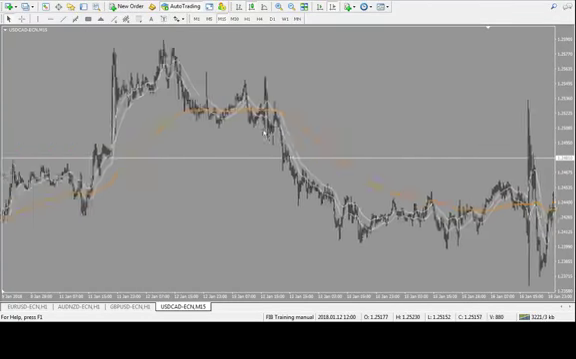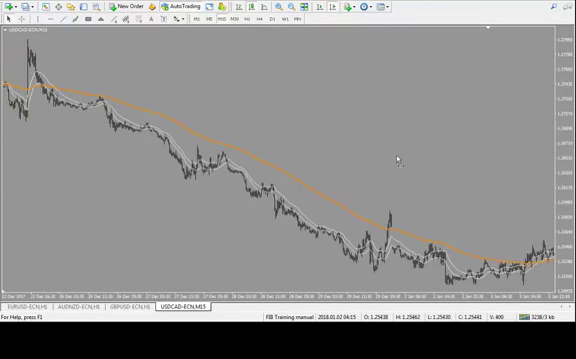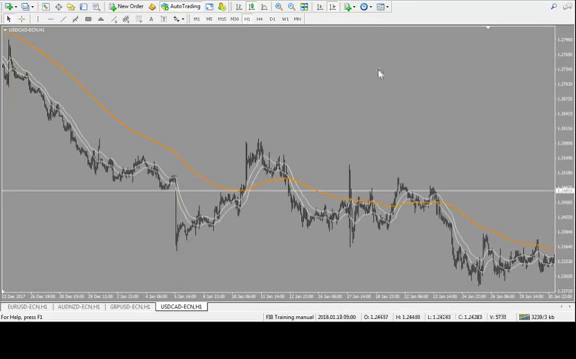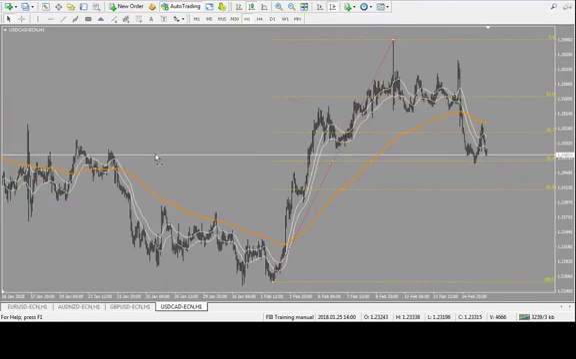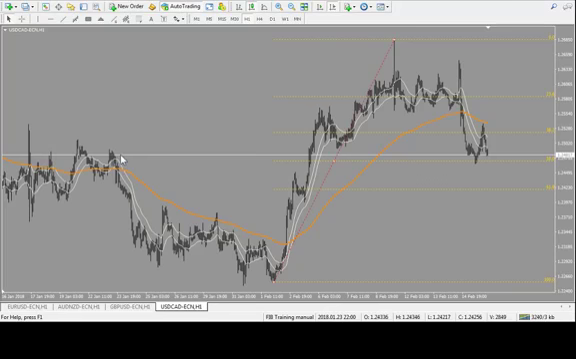Where are we? Sorry guys, I keep on losing where I am. Okay, don't worry about it. Forget about that example. Let's just stick to where price is now.